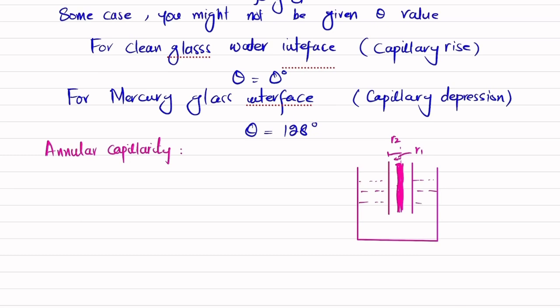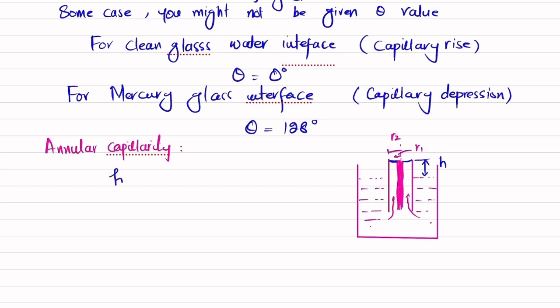So due to capillarity, the liquid will move in this hollow portion and it will tend to raise the level in this annular tube. Let this level be represented like this. The meniscus is shown over here. So this will be the capillary rise in this annular tube.